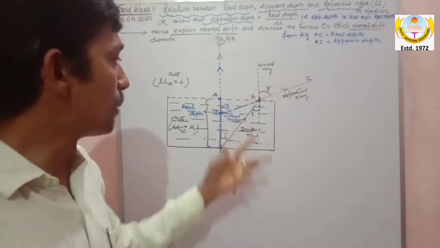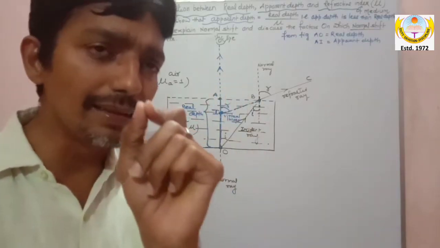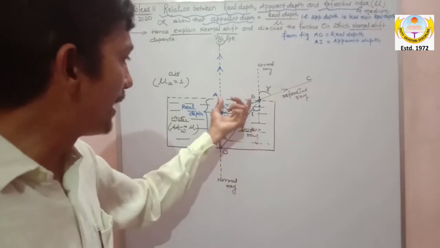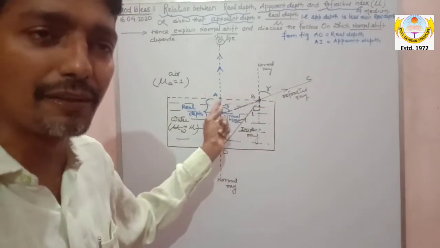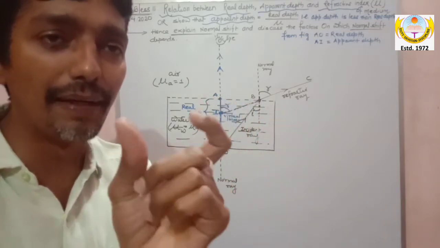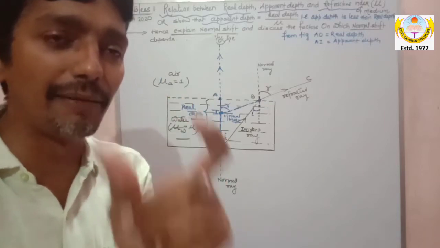Am I clear? So my dear, this is one small concept here, that the A and B which I have taken on the surface of the water, these 2 points, are very close. And why, sir, are they taken very close?